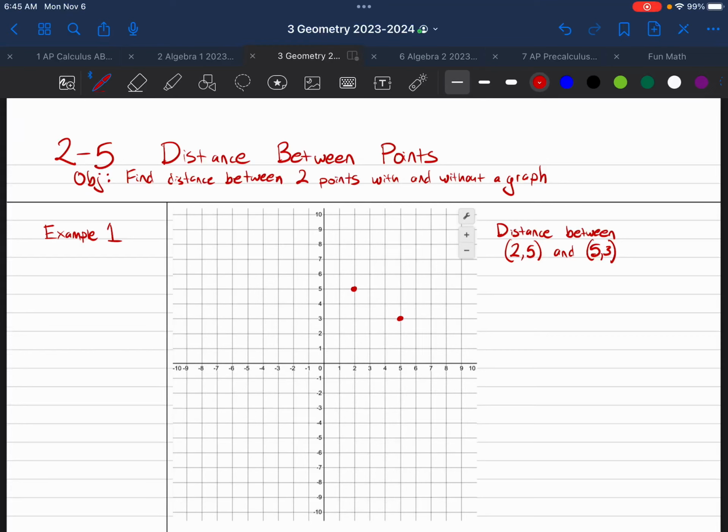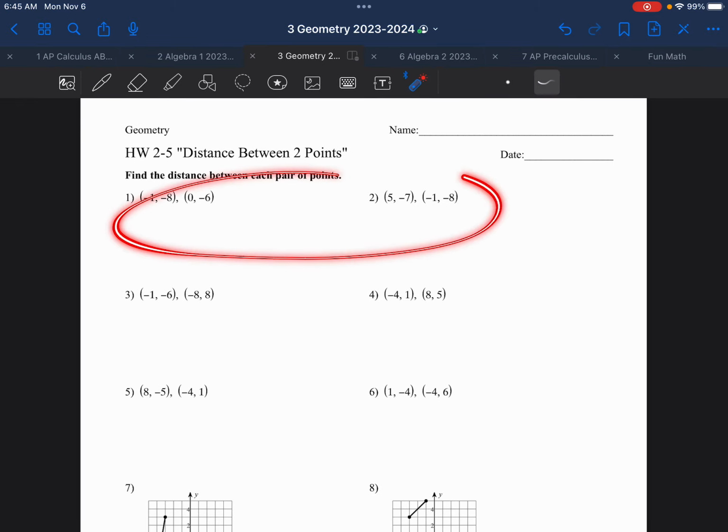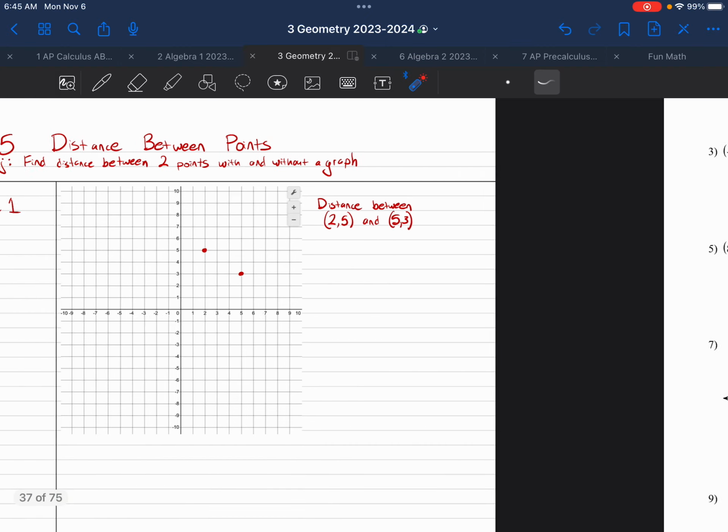This is Geometry Lesson 2-5, Distance Between Points. Our objective today is to find the distance between 2 points with and without a graph. You can see what the homework looks like over here. These are the problems that are without a graph. These are the problems that are with a graph. All right, so let's dive in.